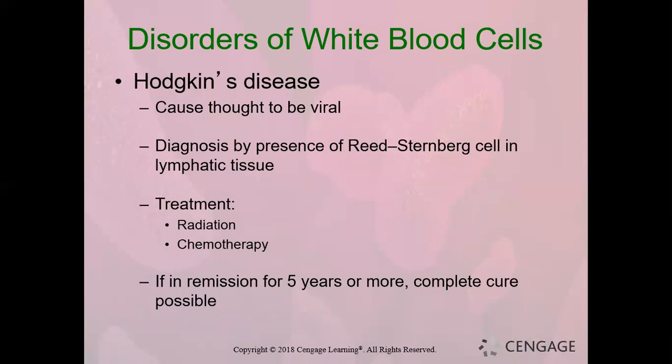And they make the diagnosis for this based on the Reed-Sternberg cells in the tissue. So they're going to do a biopsy, and they're going to check them, and they're going to see this specific cell in there, and that's how they're going to know. They're going to do radiation and chemotherapy, and if it's in remission of 5 years or more, they're saying a complete cure is possible.